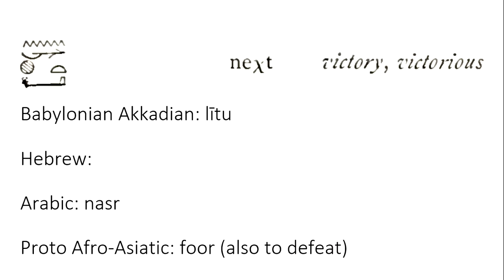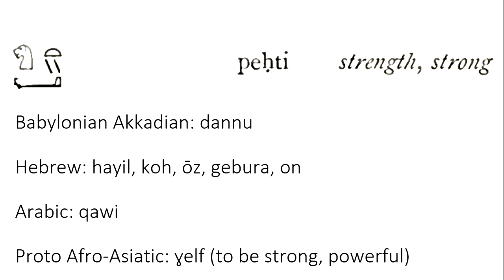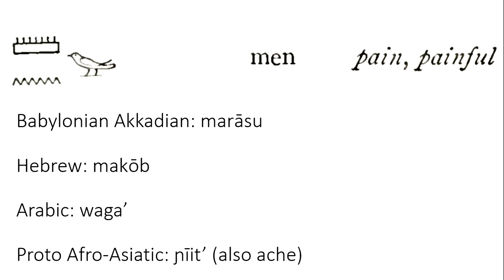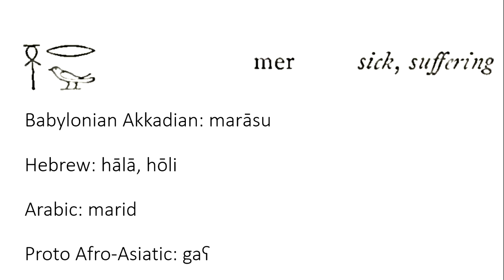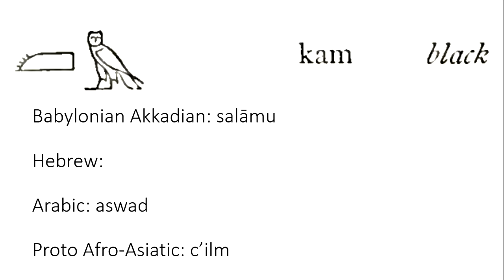Nechet, victory or victorious. Usair, rich or powerful. Pechti, strength or strong. Men, pain or painful. Mer, sick or suffering. Absh, white. Come, black.